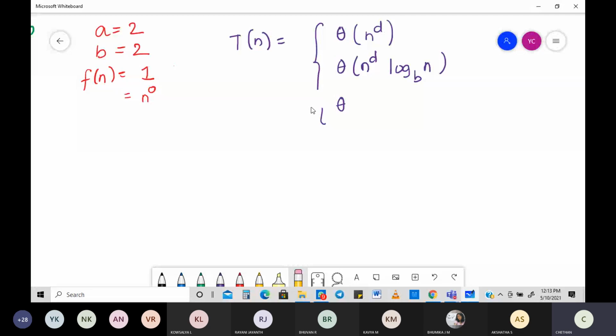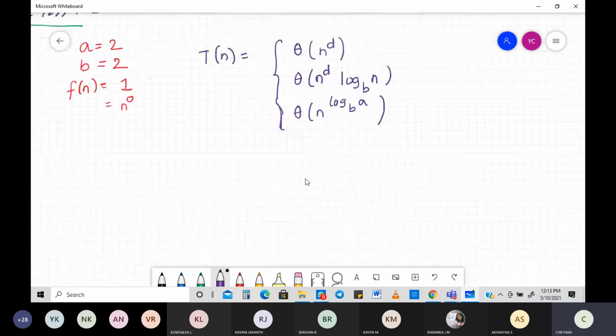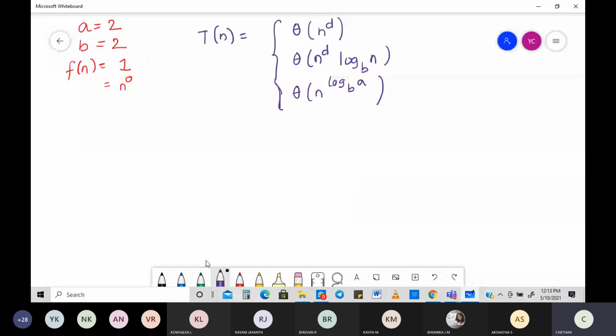It's a little bit confusing, where you write log b to a. Where do you think these values will come? These values will come when certain constraints happen. What are those constraints? They happen like this: if the a value is less than b to the power of d, if the a value is equal to b to the power of d, if the a value is greater than b to the power of d, then you have all these three values coming.